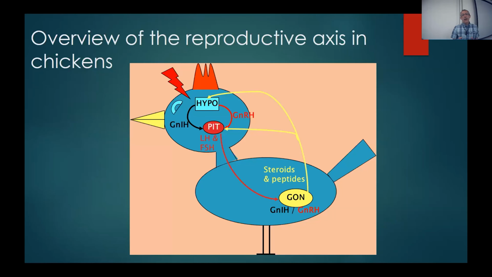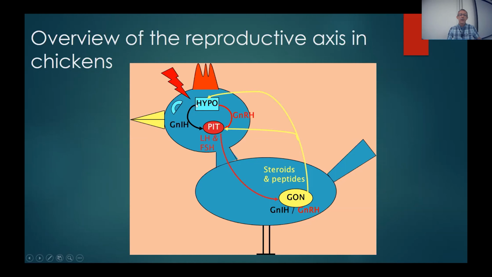So this is kind of my generic first slide to describe a little bit the reproductive axis in chickens, and then we'll use that as a base to see where that nutritional aspect can interfere with the reproductive axis. So typically, in a bird, we'll have 3 levels of control for the reproduction. The brain at the top here called hypothalamus.